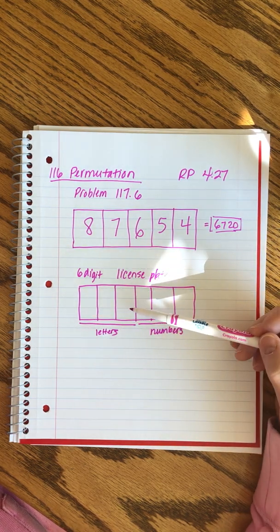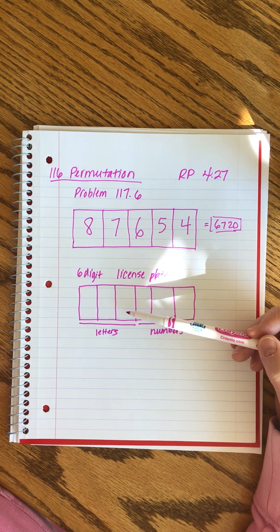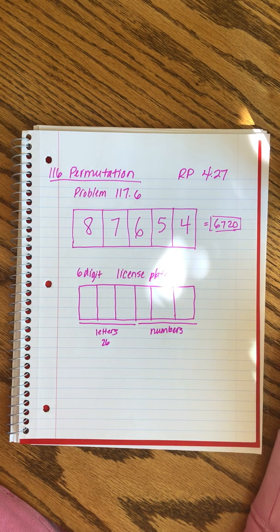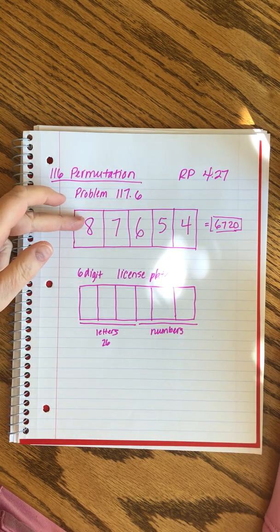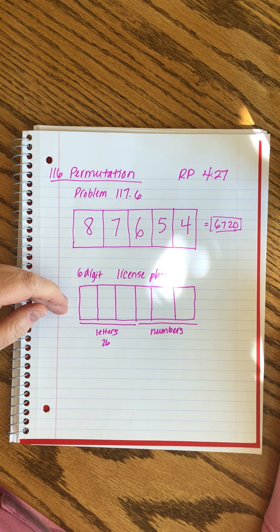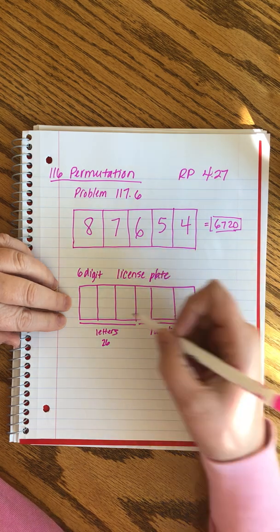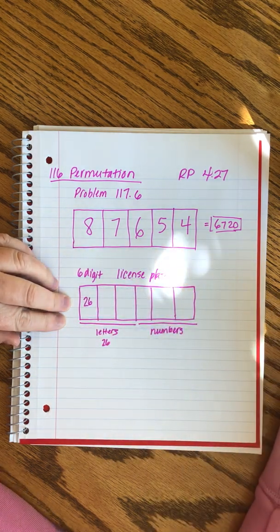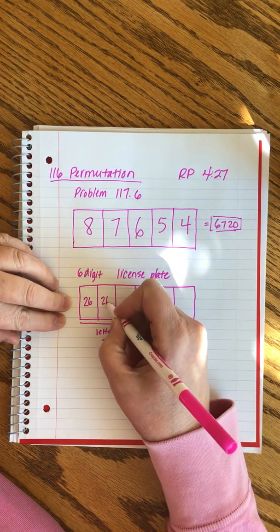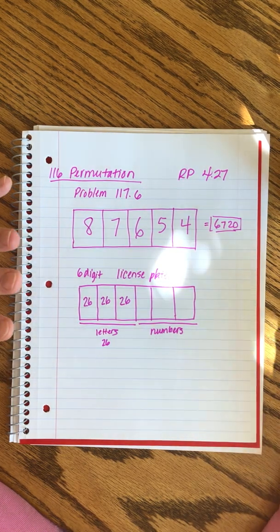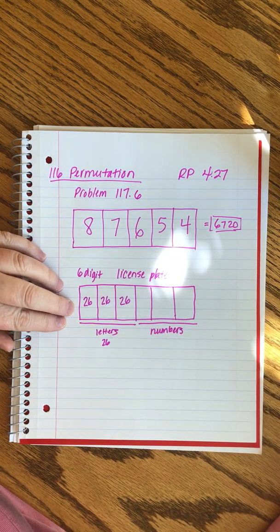Well, letters means we're drawing from the alphabet, right? There are 26 letters in the alphabet. We can use the same letter over and over again on a license plate, right? There's no physical limit like there were flags in this problem. So there are 26 letters she can choose from here, 26 here and 26 here. Maybe the problem said you couldn't repeat the letters. But in my problem, I'm saying you can repeat the letters.